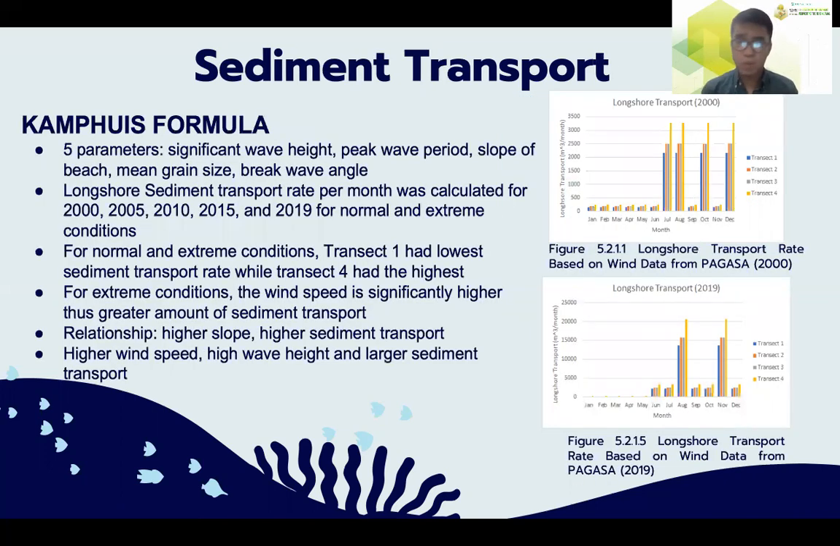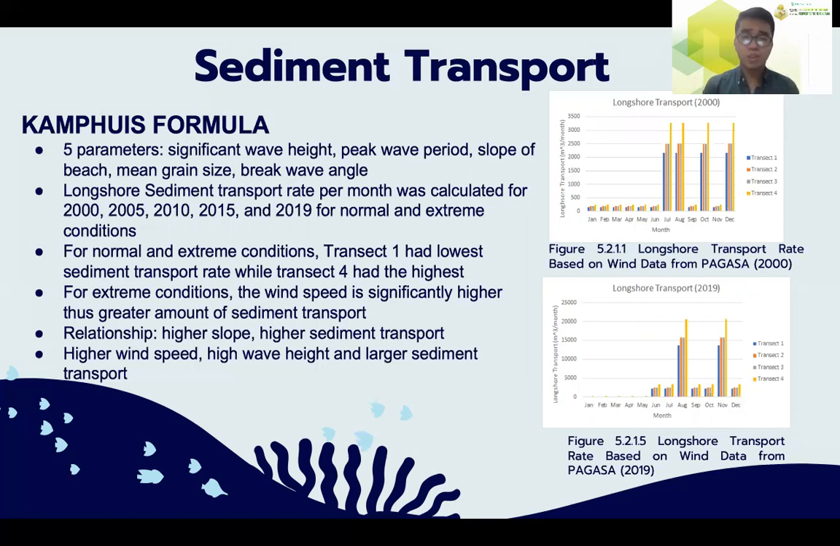First, the Kamphuis Formula. Five parameters were used in this method, which include significant wave height, peak wave period, slope of beach, mean grain size, and break wave angle. The longshore sediment transport rate per month was calculated for the years 2000, 2005, 2010, 2015, and 2019 for both normal and extreme conditions. Normal condition means normal weather, while extreme conditions could indicate a storm or a typhoon in that area, which could elevate the environmental factors.